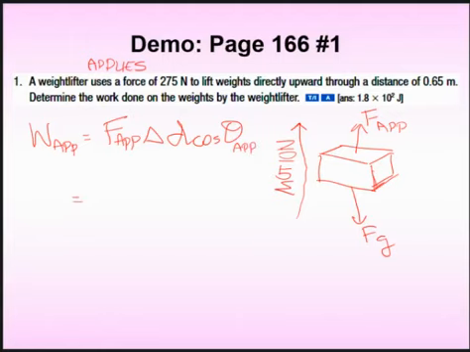Okay, how much force is that weightlifter applying? 275 newtons. So the unit is good. How much distance are we talking about? 0.65 meters. Cosine. Okay, all you have to ask yourself now is one question: the force applied and the motion, what is their angle situation? Which case of the 5 are they? That's why I taught you 5 cases. Which case is these two?